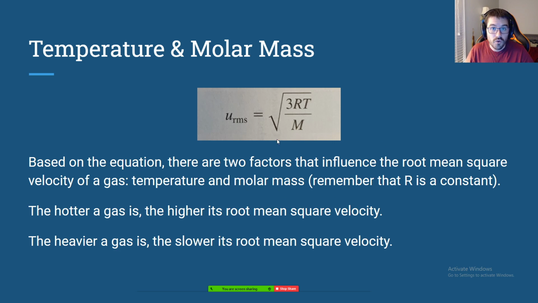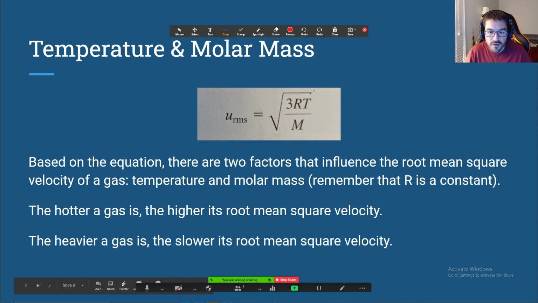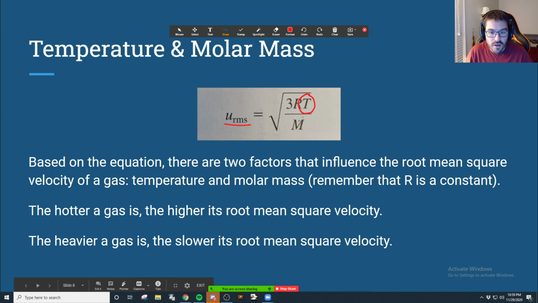Okay, so like I said, relationships. Based on this equation, there are two factors, right, that can influence the velocity of the particles of a gas: temperature and molar mass, right? Remember that R is a constant, right? And 3 is also a constant. It's just a number, okay? So the only two factors here that can influence the velocity are the temperature and the molar mass, okay? And it's pretty simple, right?